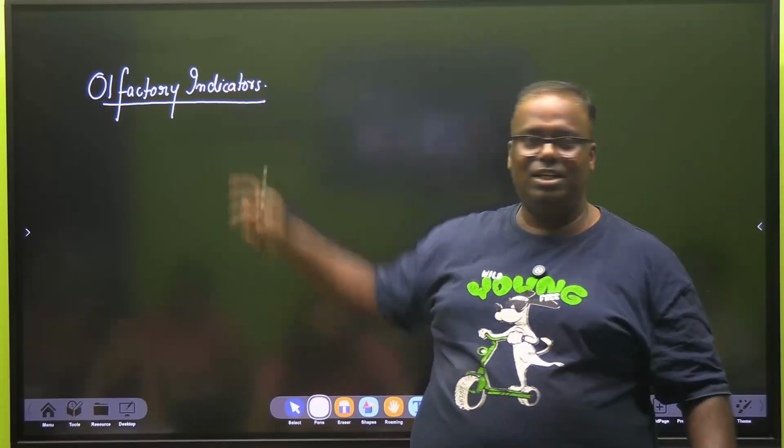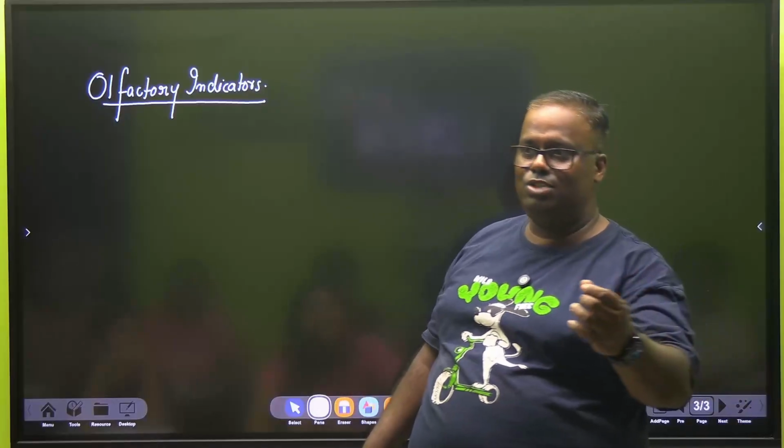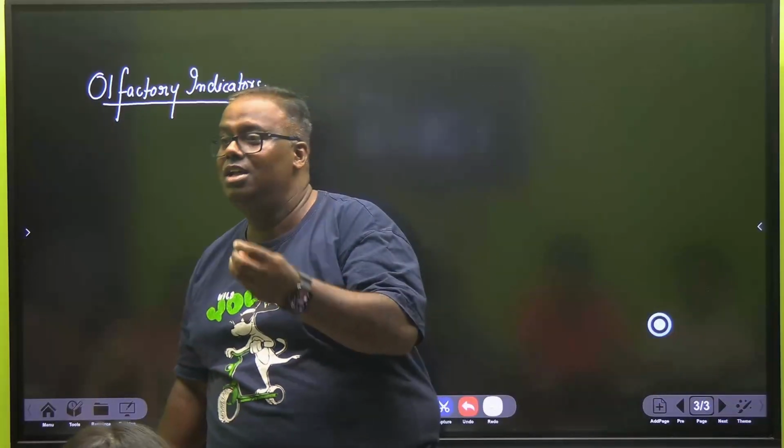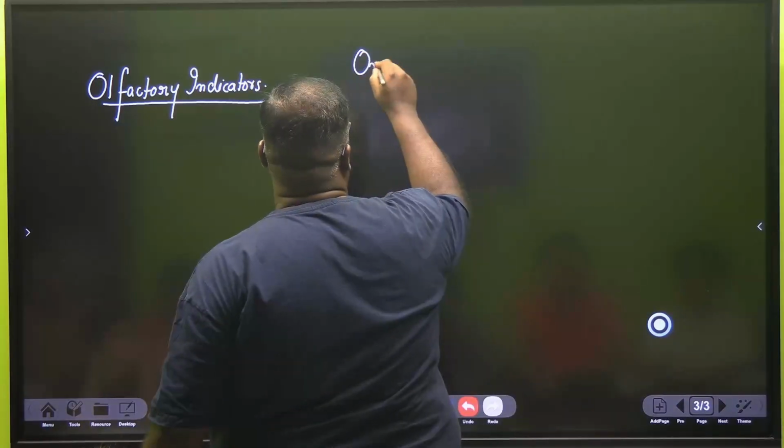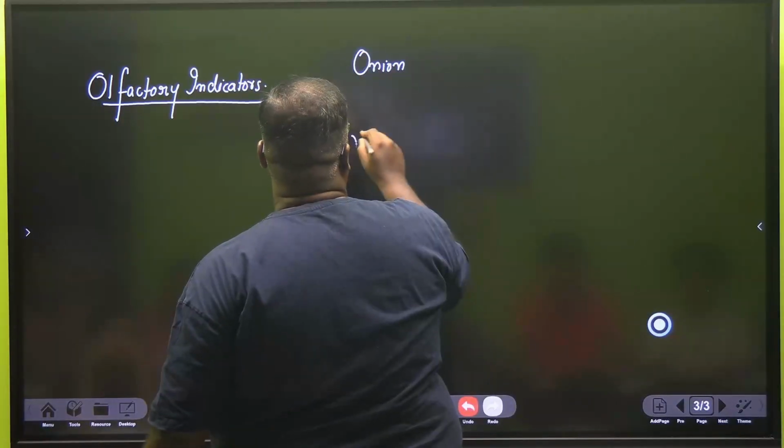So olfactory indicators means those indicators which use the smell. So one of them is onion and another is vanilla.